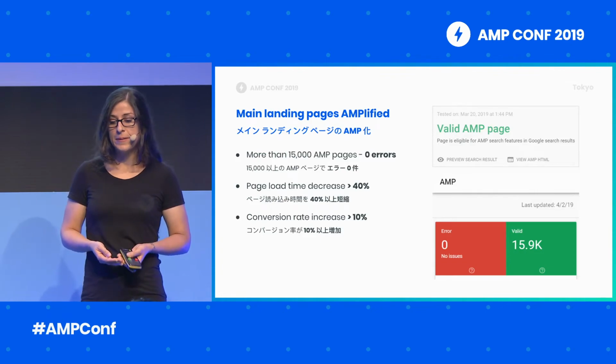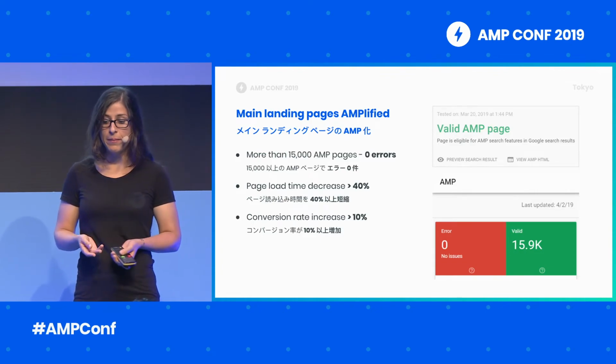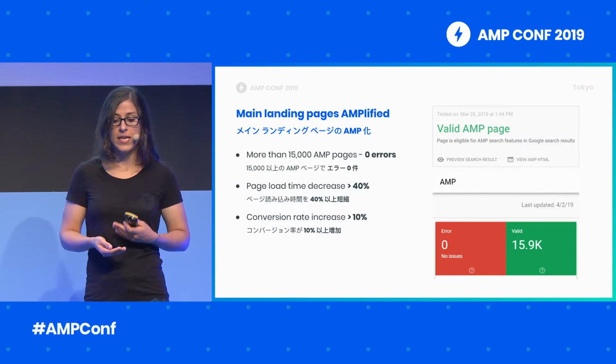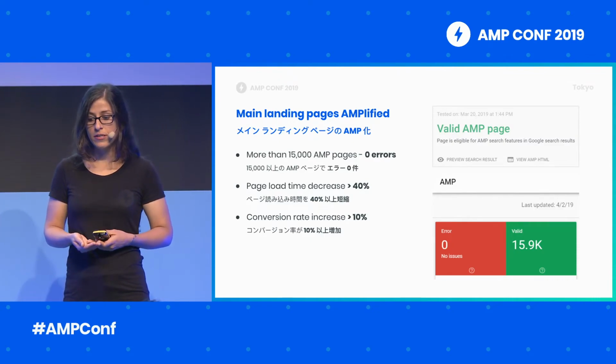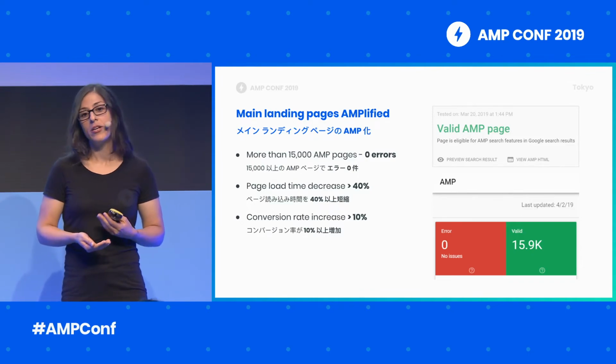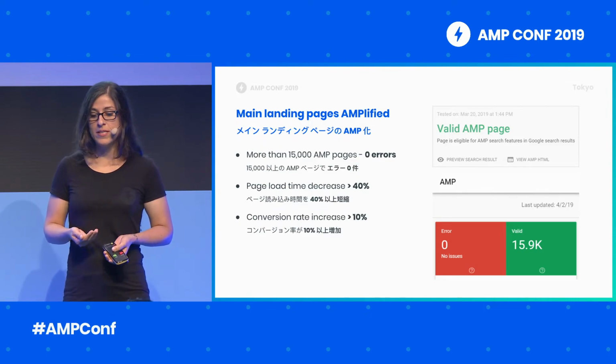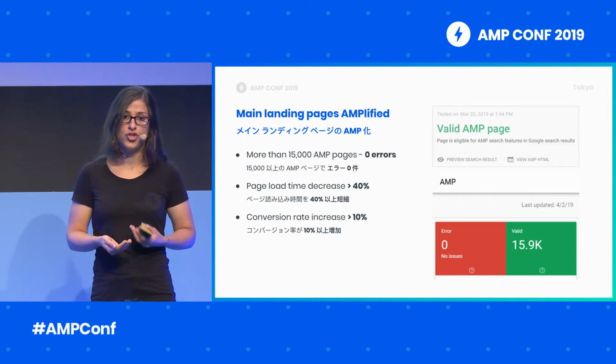And that was it. All main landing pages were AMPed after a few weeks. Today we have more than 15,000 AMP pages with 0 errors. Page loading time had a decrease of more than 40%, and this resulted in an increase of more than 10% in conversion rates.